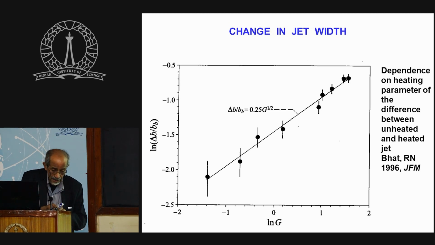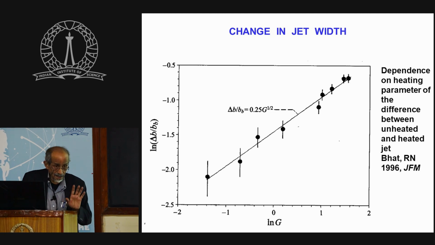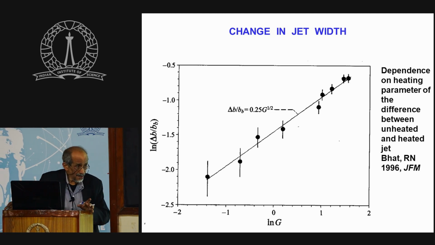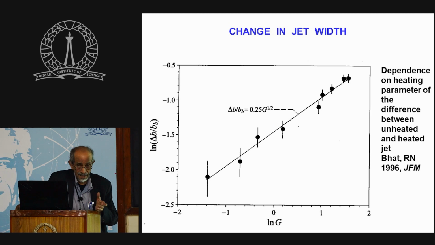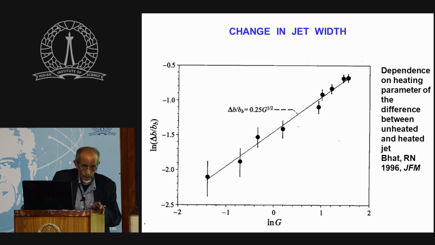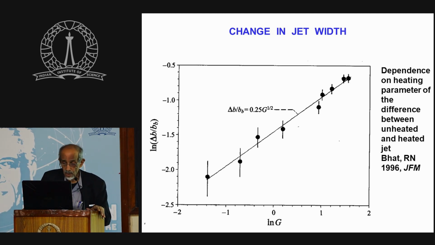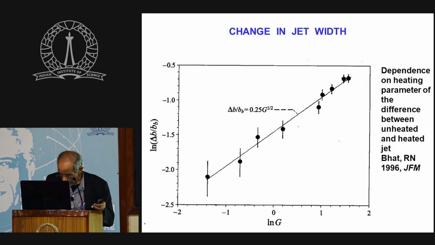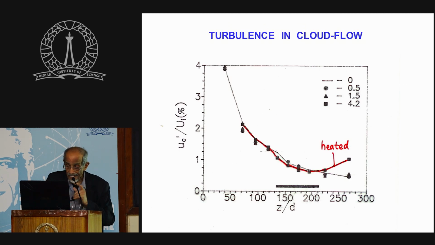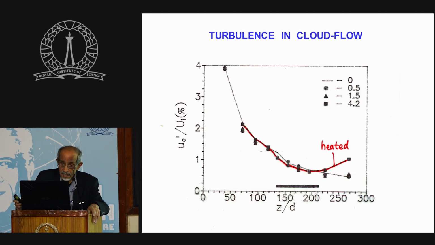By the way, I should have mentioned to you, the cloud we are considering is the simplest case possible. It's an axisymmetric jet or plume. So it makes things a little easier. So we chose that geometry. Here is the difference in width due to heating. And you can see that it goes like the square root of G from our measurements. So we get a lot of these results. This is very interesting, actually. This is the turbulence quantity.